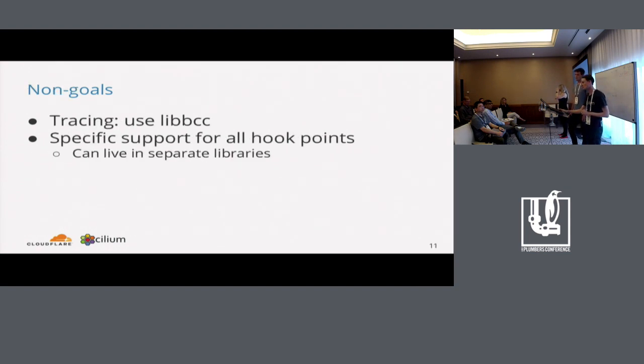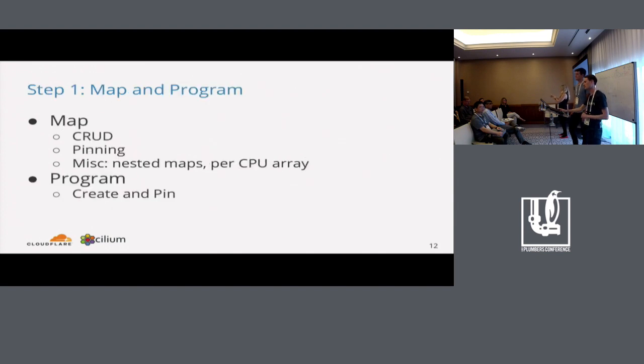As for non-goals, we're not targeting tracing at this point. LibBCC provides a bunch of this, and it's just not a goal for our use cases. With the composability idea, we won't necessarily introduce support for all hook points. Either we could provide that functionality in a separate library, or application writers could have that for themselves.